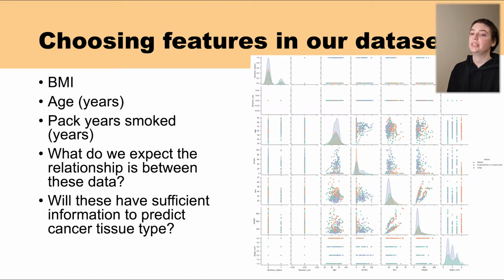The question is, what do we expect the relationship to be between these data? It's always good to have a hypothesis. For example, if you have genes that you know about, you should develop a hypothesis about them. In the case of smoking and age, I predict that the older someone is, the more likely they are to have years smoked. And weight, perhaps, the older you are, the higher your BMI, but I don't have much prior knowledge about that. The next question is, will these have sufficient information to predict the cancer tissue type?